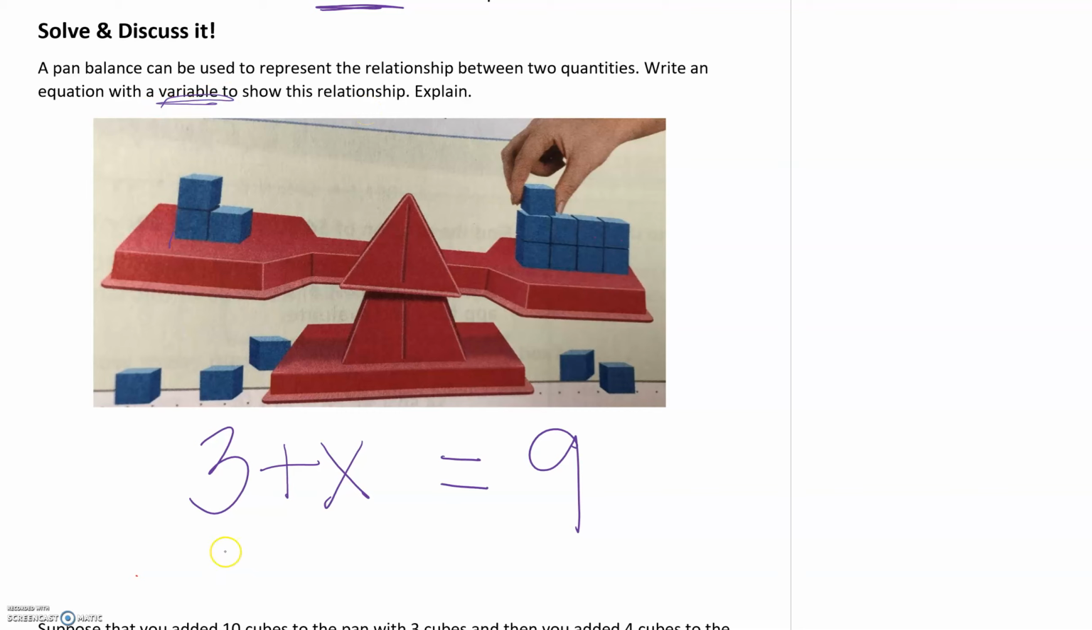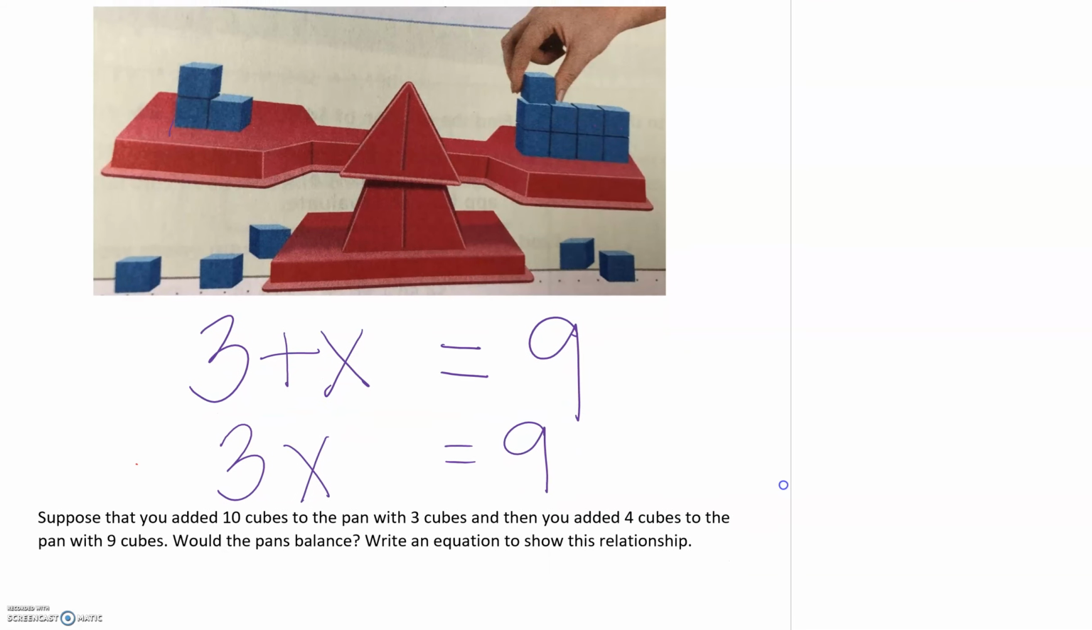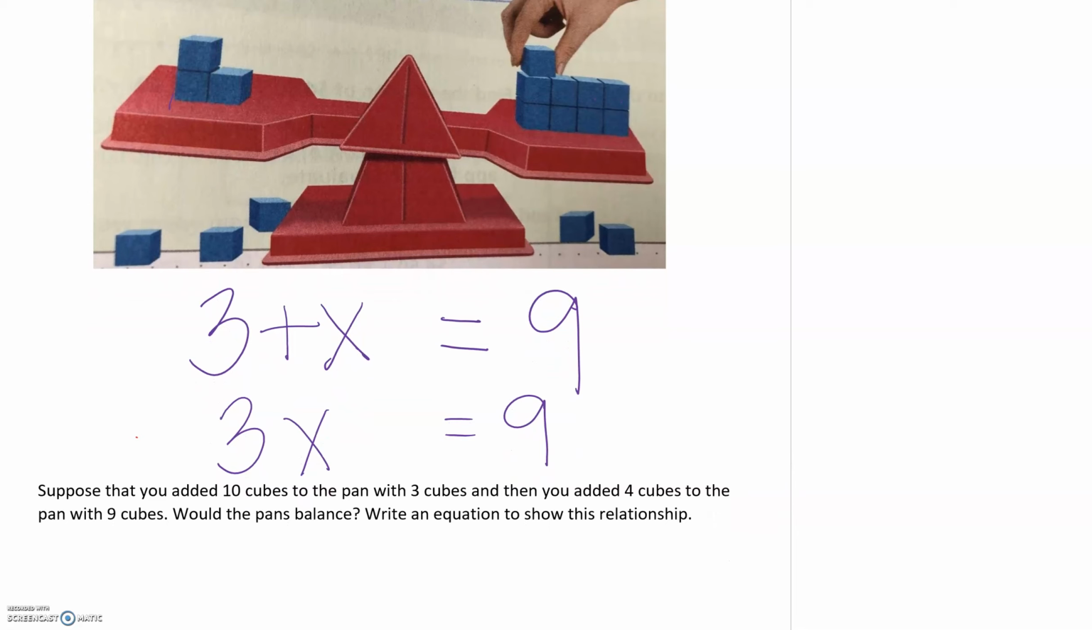Students have also decided to maybe multiply 3 times x equals 9, since those guys are multiples of each other and factors. So those are 2 ways that you could write your equation.